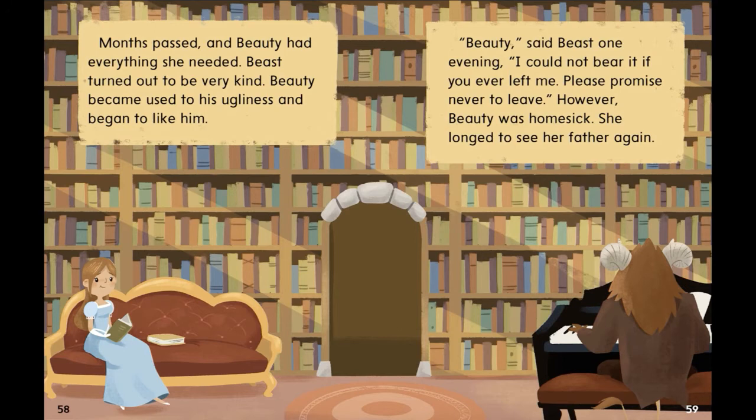Months passed and Beauty had everything she needed. Beast turned out to be very kind. Beauty became used to his ugliness and began to like him.